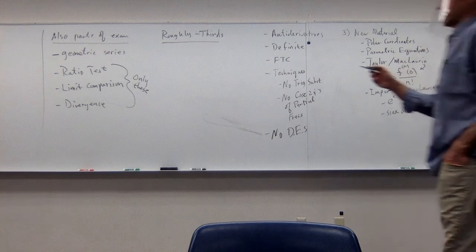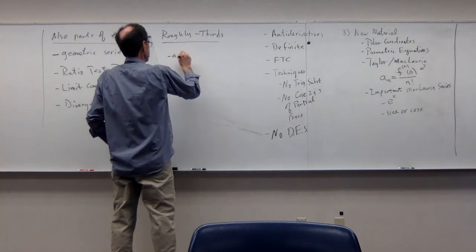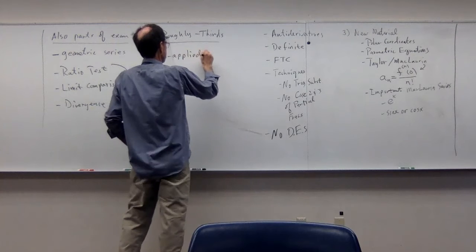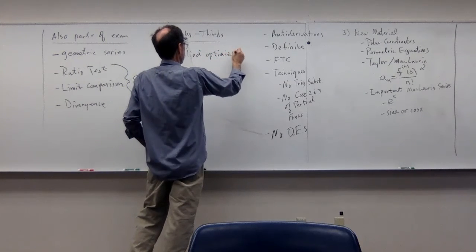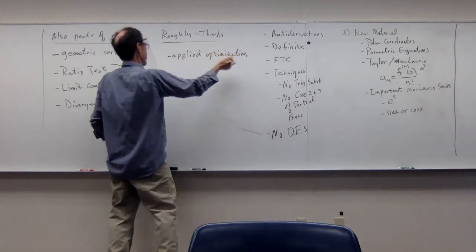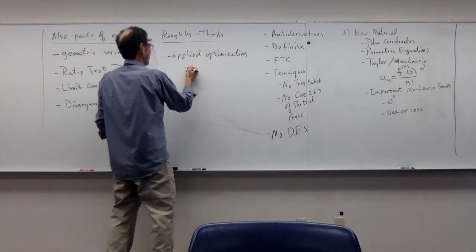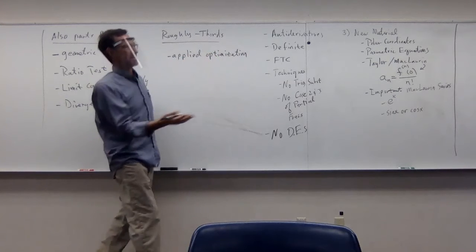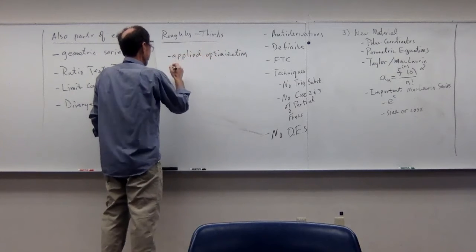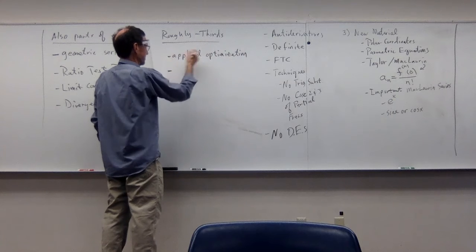let me write this on the board. Applied optimization. I'm not going to say, difficulty is in the eye of the beholder, so I'm going to ask what I think is not a very complicated one. If I ask one, it's going to be not very complicated in the big scheme of things, but I'm just going to put it on the list.